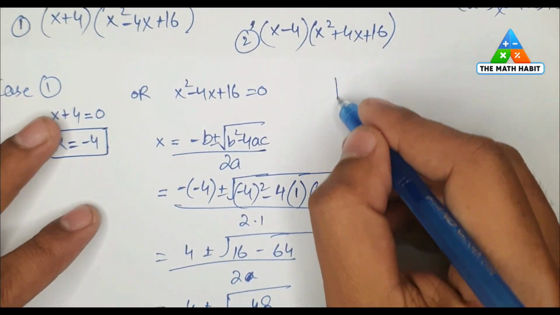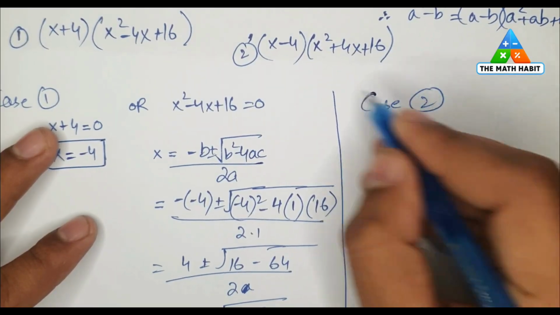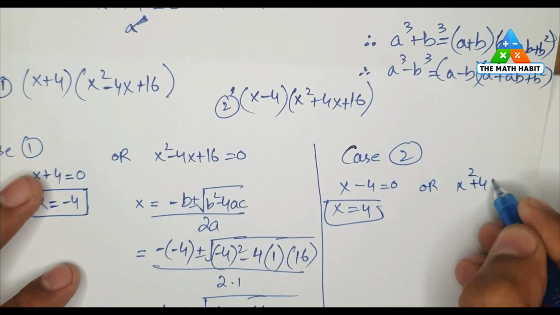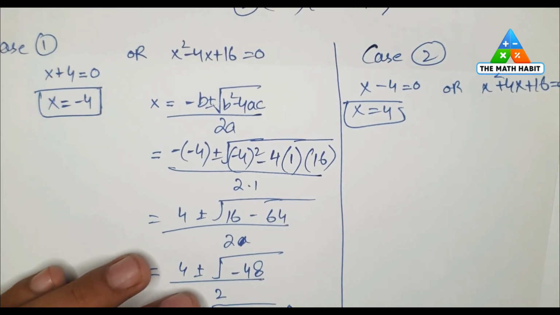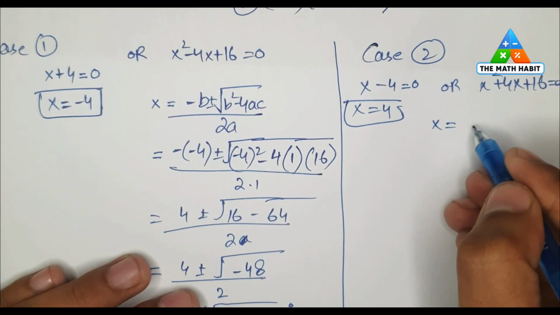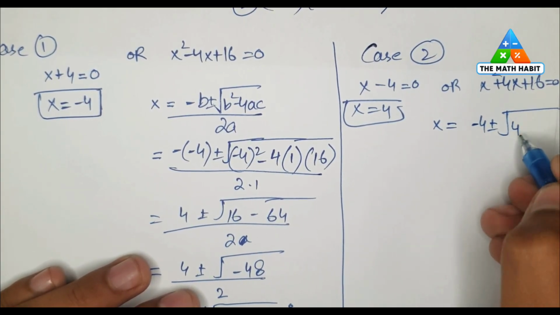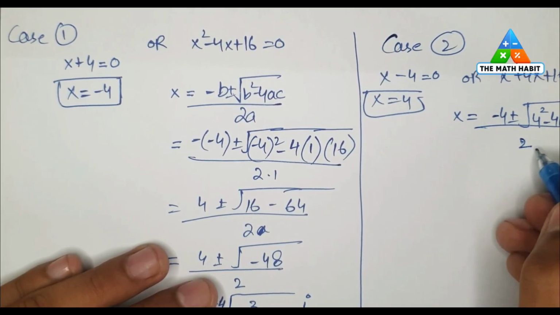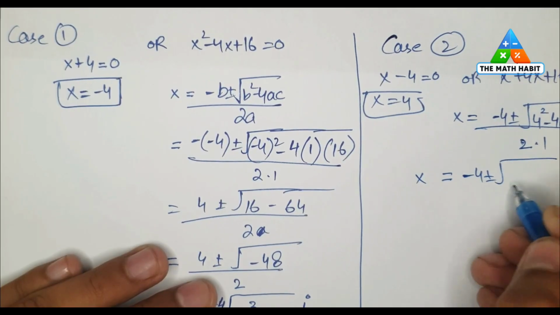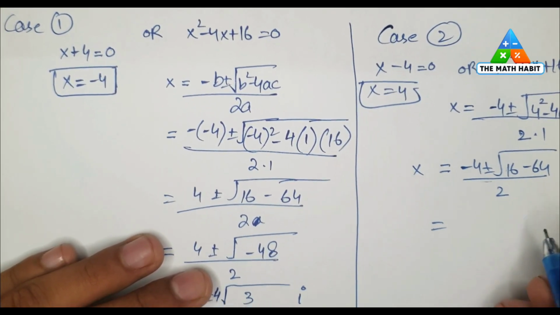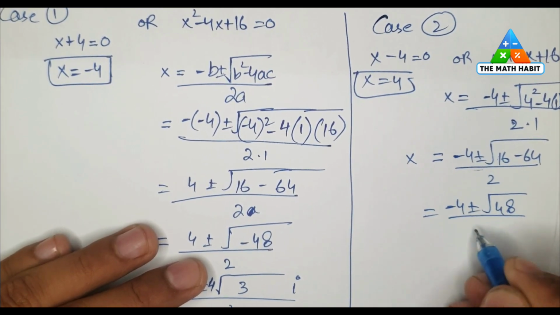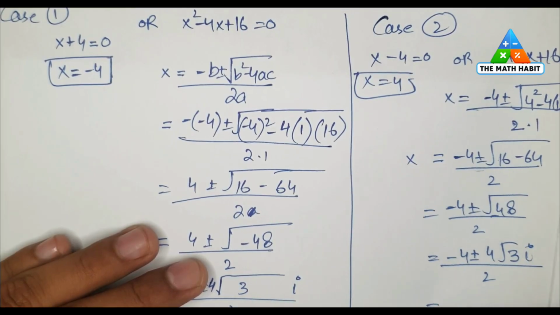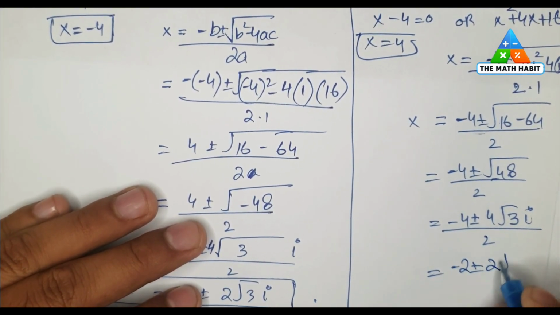Now come to case 2. Here in case number 2, x minus 4 is equal to 0, so x is equal to 4, and x square plus 4x plus 16 is equal to 0, and here we will apply the quadratic formula as x is equal to, for minus b we will write minus 4 plus minus square root of 4 square minus 4 into 1 into 16, divided by 2 into 1. x will be equal to minus 4 plus minus square root of 16 minus 64, divided by 2, which is minus 4 plus minus square root of 48 divided by 2, and it will be equal to minus 2 plus minus 2 under root 3 iota.